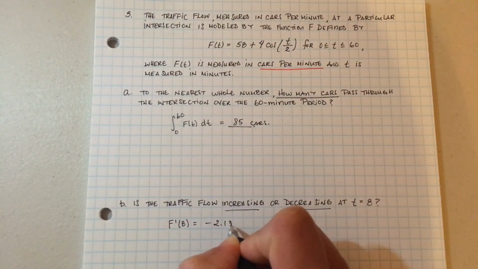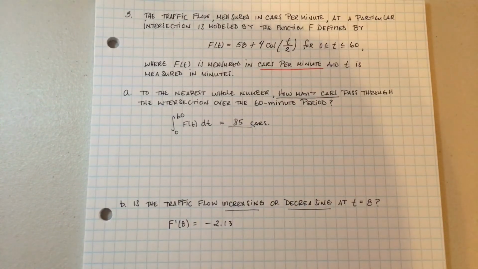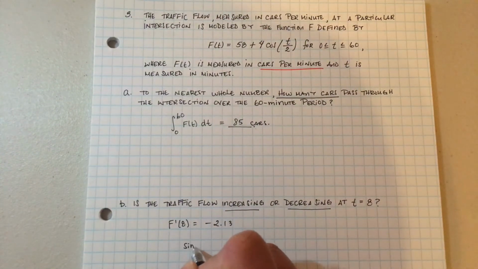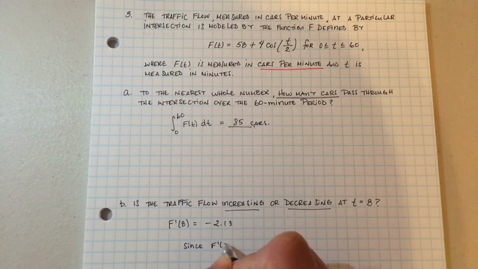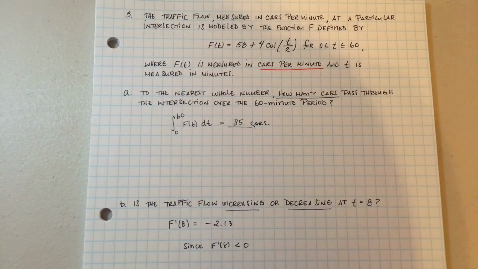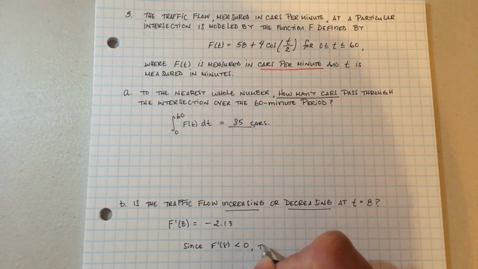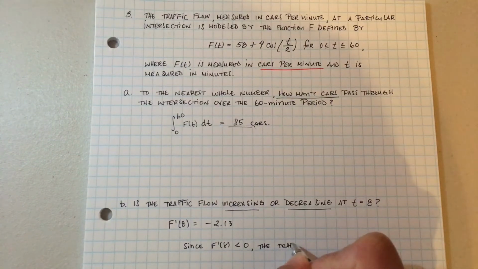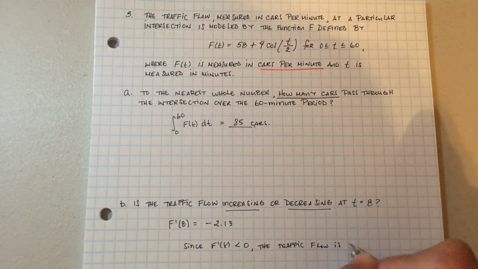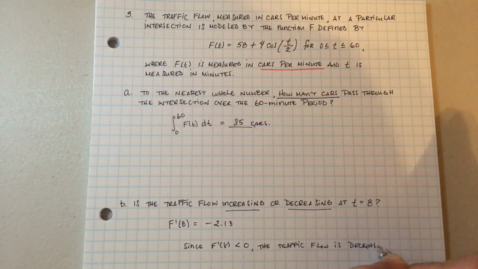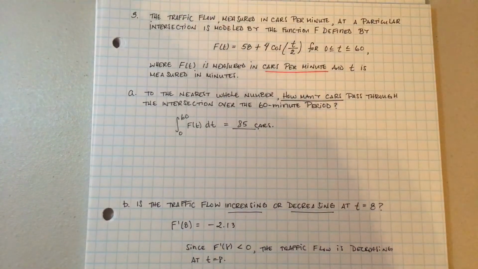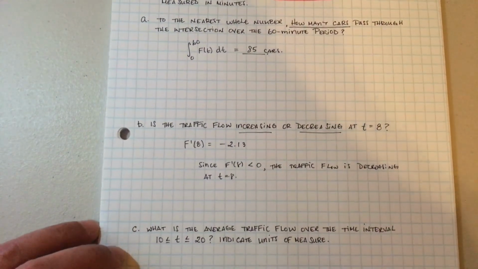Negative 2.13 maybe, I'm not too sure. Okay, and since f prime of 8 is negative, the traffic flow is decreasing at t equals 8. Okay, so hopefully you were able to see that.